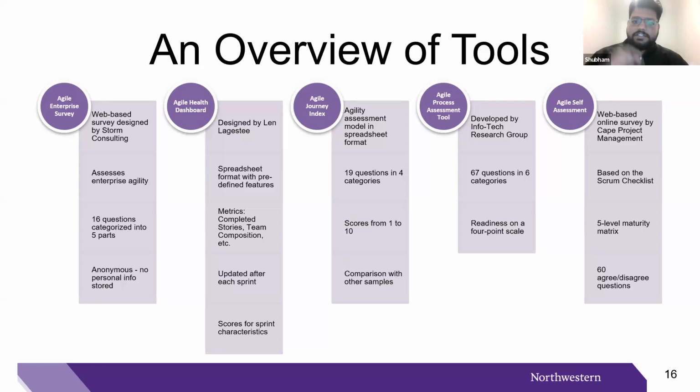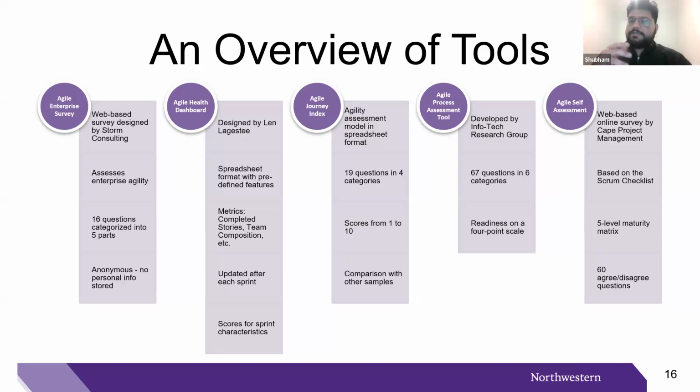Then you have Agile Journey Index. It's again in a spreadsheet format. It has 19 questions in 4 categories. Each of these questions you have to score from 1 to 10. And this pretty much tells you how you are standing in comparison to other agile models.